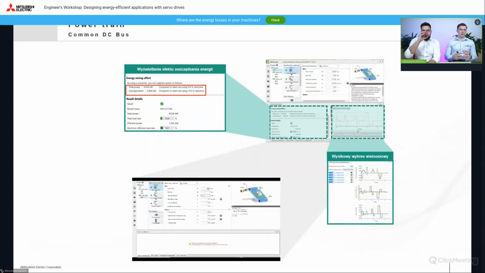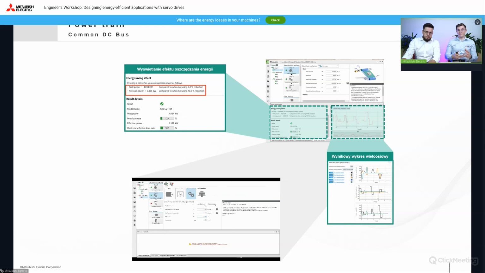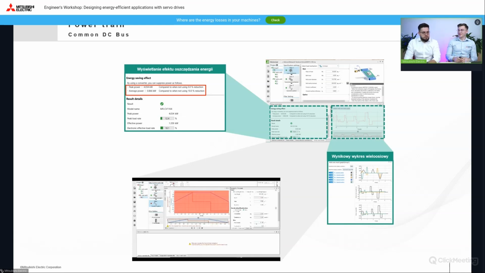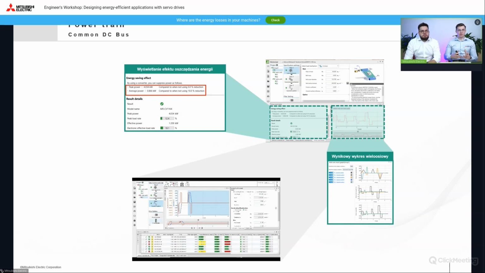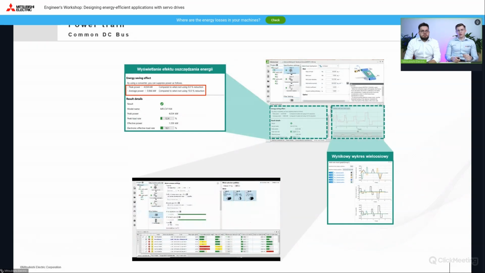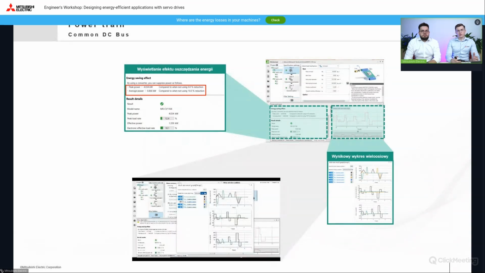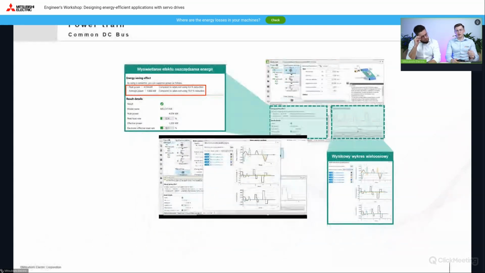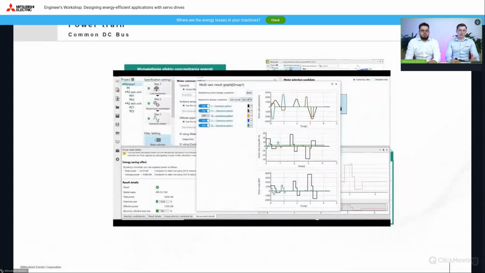But how to know it when you don't have such a big experience in the field as Błażej, for example? You can use our motorizer drive sizing software, which determines the value of saved or consumed energy through the use of multi-axis or DC bus connected amplifiers. It also allows an analysis of the machine cycles to be carried out in order to optimize the operation of the drives and consequently the amount of energy saved. So as I said before, the cycles are very important.